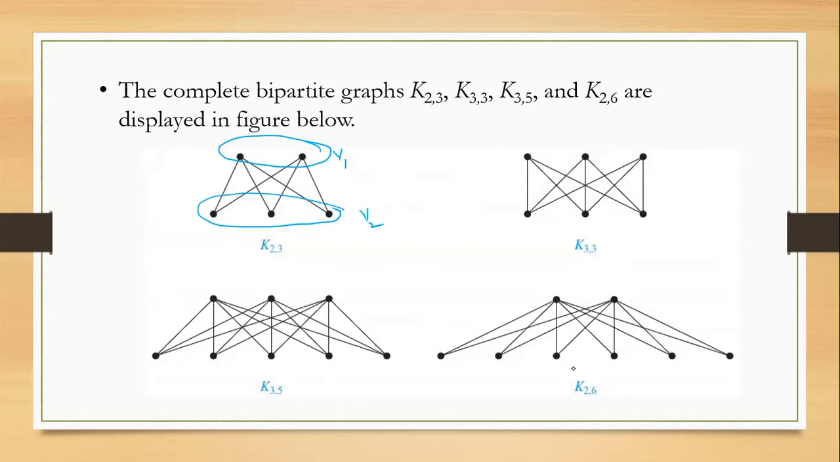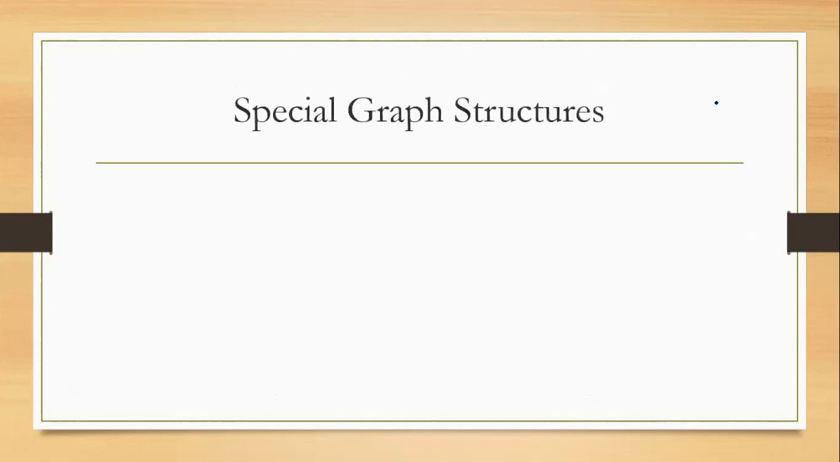Now, these definitions that we have studied in the earlier class also, that is cycles, wheels and complete graphs, along with bipartite graph and complete bipartite graphs, are very important 2-mark questions. Whenever you are studying these topics, you have to learn the definition and the graph figure also, and along with that, the notations. We will see the notations at the end, but for now, special graph structures.